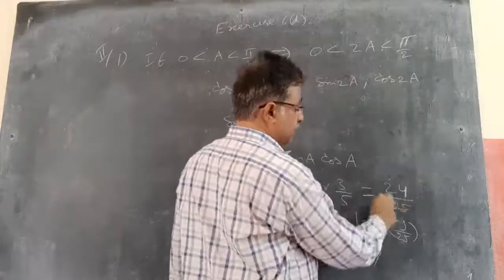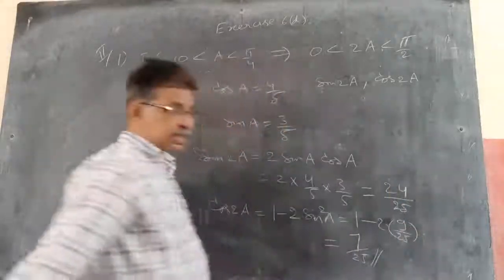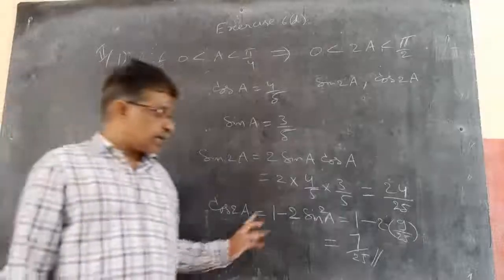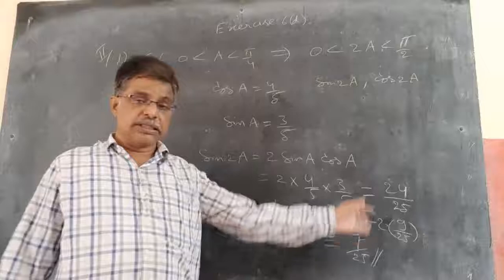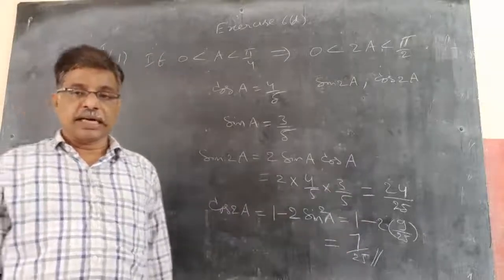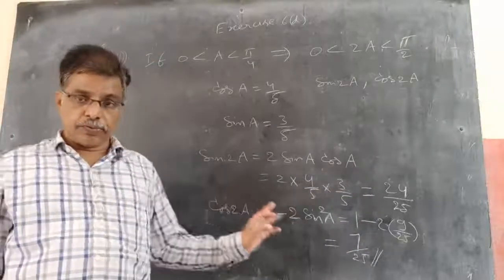Same if you go for Pythagorean triplet: 24, 25, other side is 7 automatically. So sin theta is 24 by 25, cos theta is 7 by 25. So you can go for Pythagorean triplet or you can go for the formula like this.